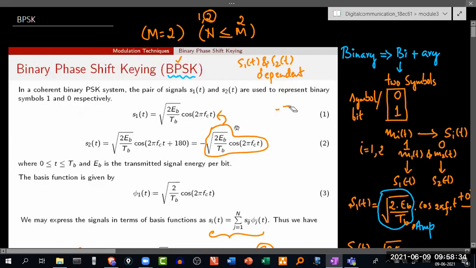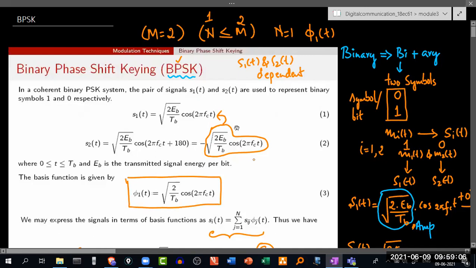Because I'm having dependent signals, instead of using n as equal to 2, I can omit this, because I'm not having independent signals. Thereby, I'll be using n value as equal to 1. So dimensionality for BPSK is just equal to 1. Because of this reason, we are having only one basis function over here. You can see that we are using only one basis function.